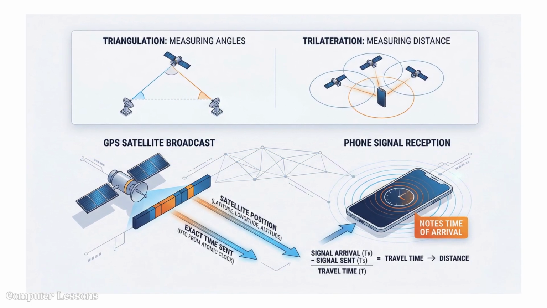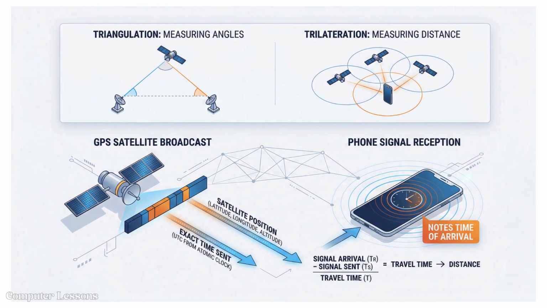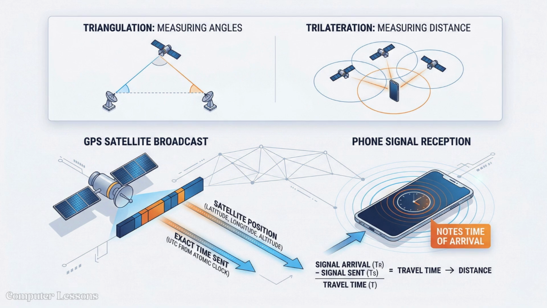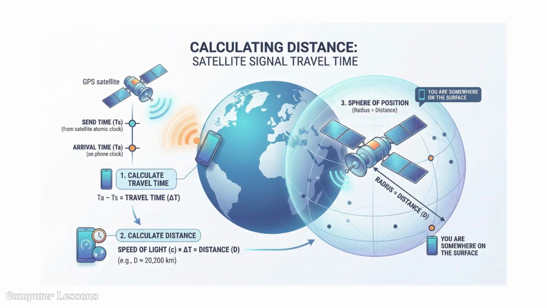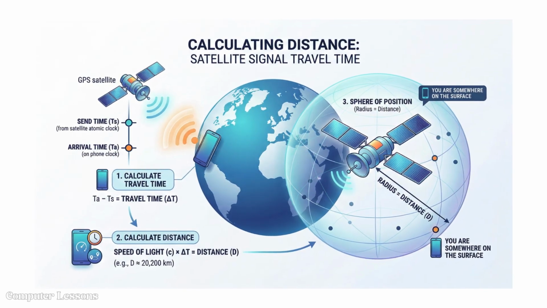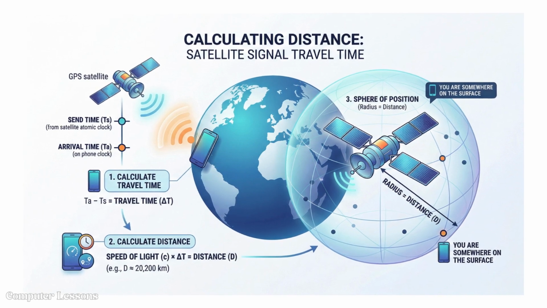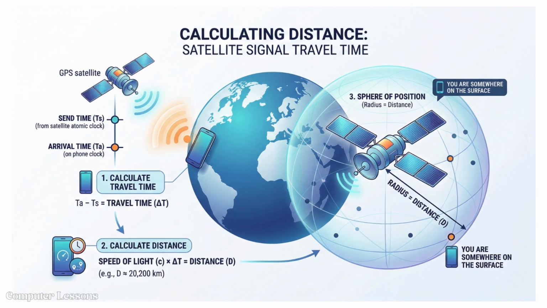A GPS satellite simply broadcasts two things: its current position and the exact time the signal was sent. Your phone receives this signal and notes the time of arrival. By subtracting the send time from the arrival time, your phone calculates how long the signal took to travel. Since radio waves travel at the speed of light, it can calculate exactly how far away the satellite is.